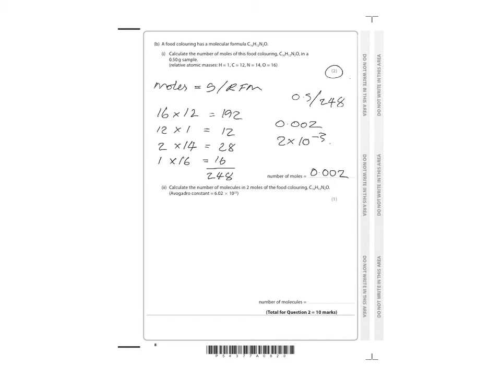Now, the second part says calculate the number of molecules in 2 moles of the food colouring. So instead of 0.002 moles, I've got 2 moles. Well, the Avogadro's number is the number of molecules or atoms per mole. So the way that I find the number of atoms or molecules is I multiply the number of moles by the Avogadro number.